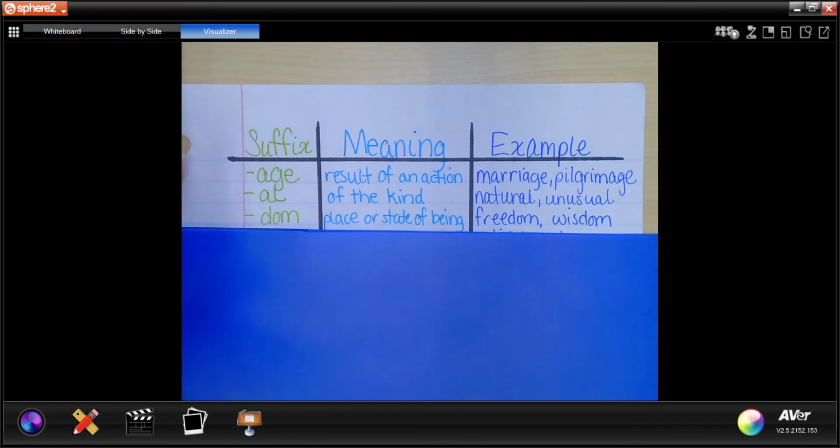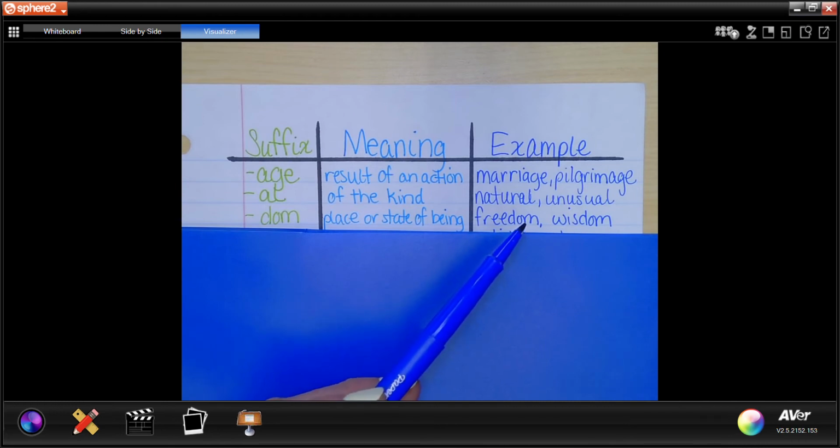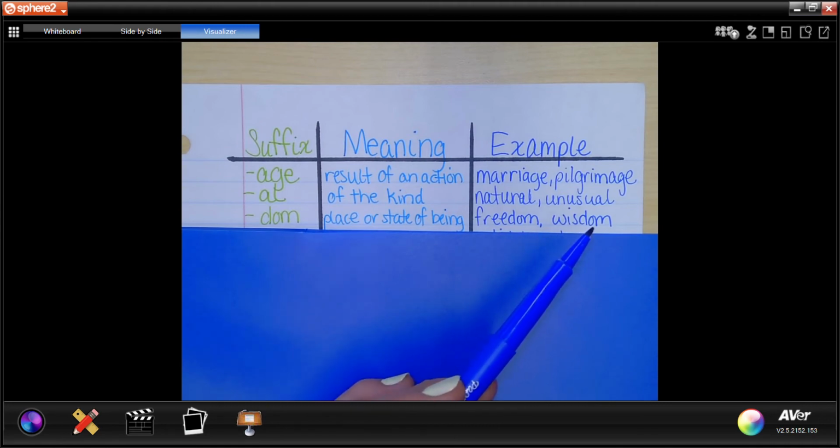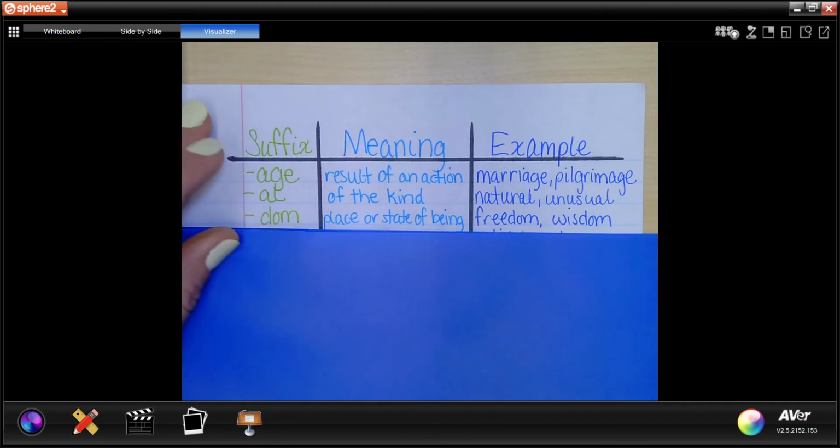The third suffix is dom. Dom means place or state of being. One example is freedom. Freedom is a state of being free. Another example is wisdom. That is a state of being wise.